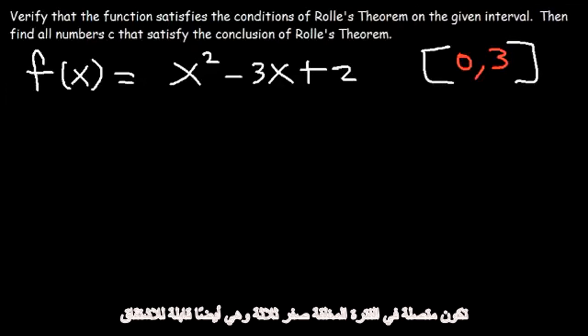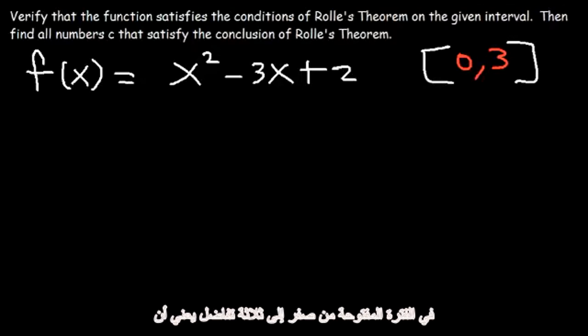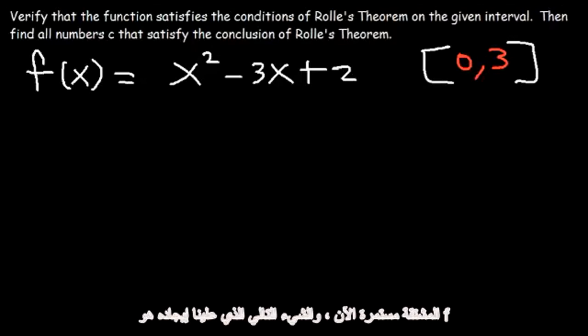So for a polynomial function, it's going to be continuous on the closed interval 0, 3, and it's also differentiable on the open interval 0 to 3. Differentiability means that the derivative is continuous.